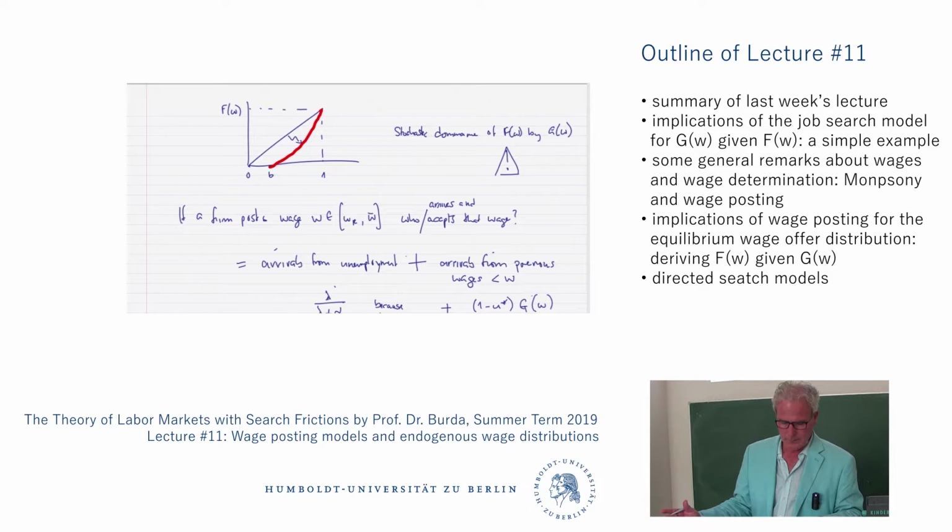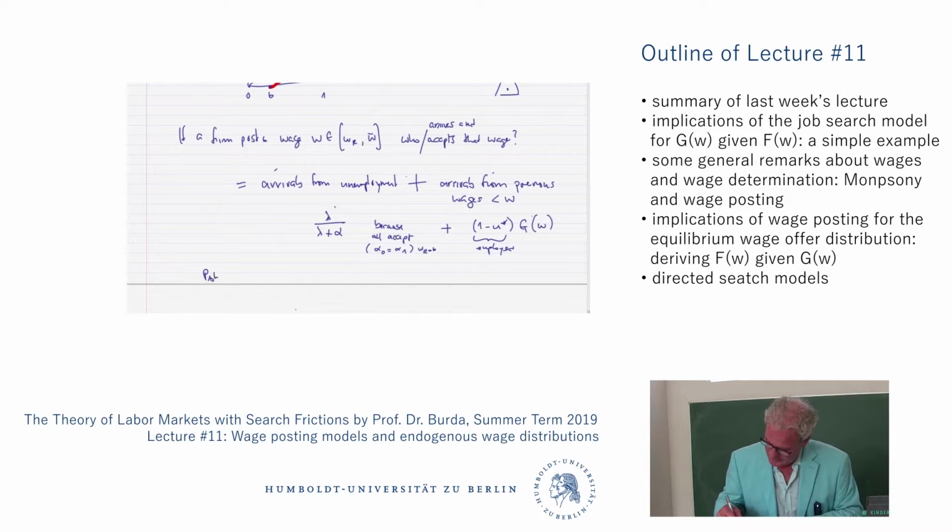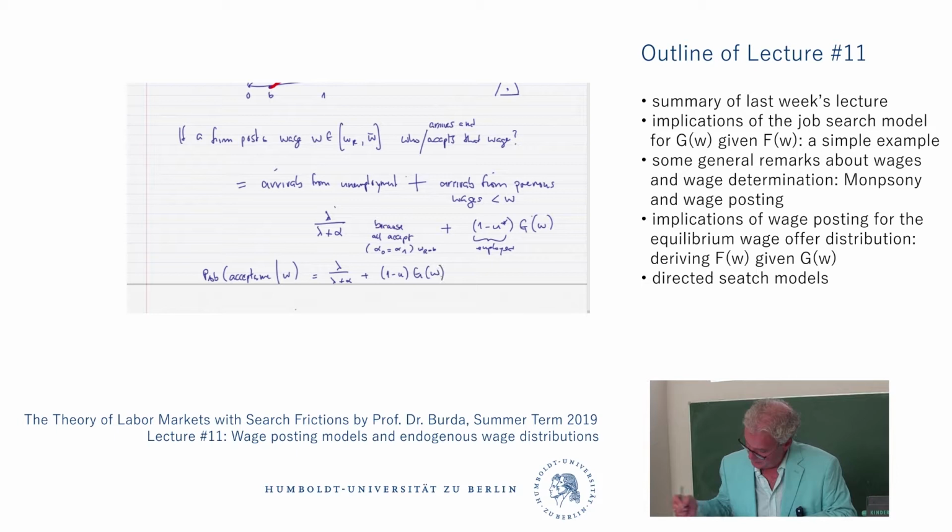Okay, so again, we're looking from the firm's perspective. The probability of an acceptance when I choose W as a strategy is going to be equal to lambda divided by lambda plus alpha, plus 1 minus U, the mass of people who are working, times the mass of all workers earning less than or equal to W. Okay, so we can actually plug in from the previous expressions what we had, given all the assumptions I've made to get this far. So let's do that.